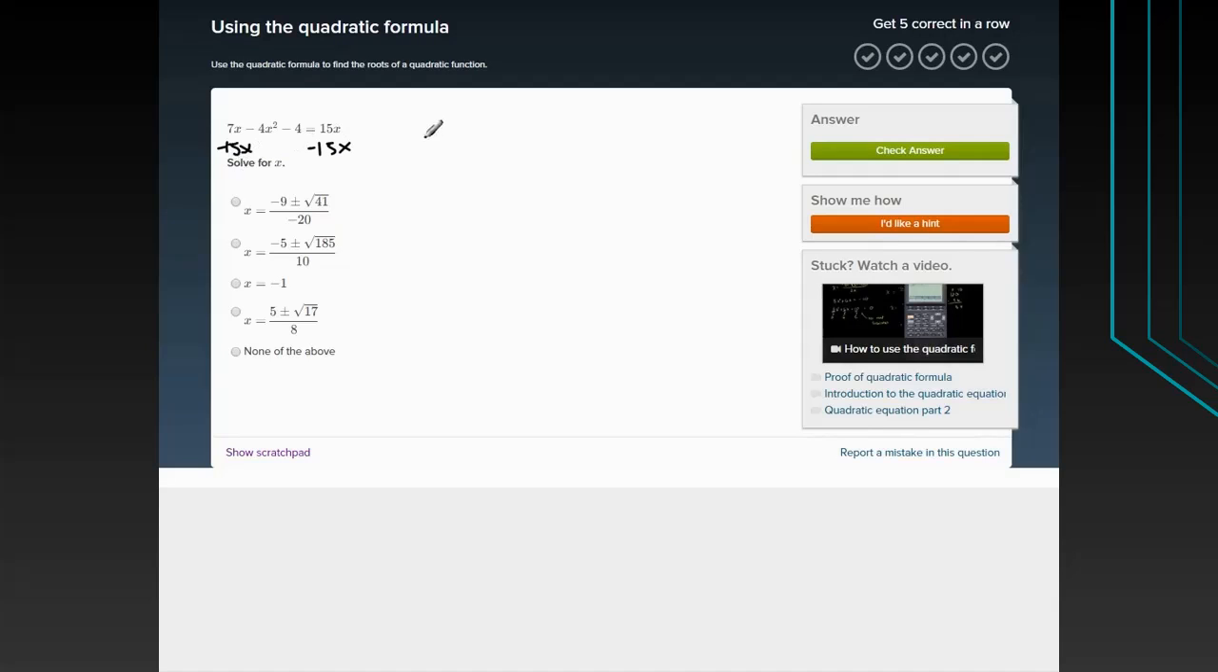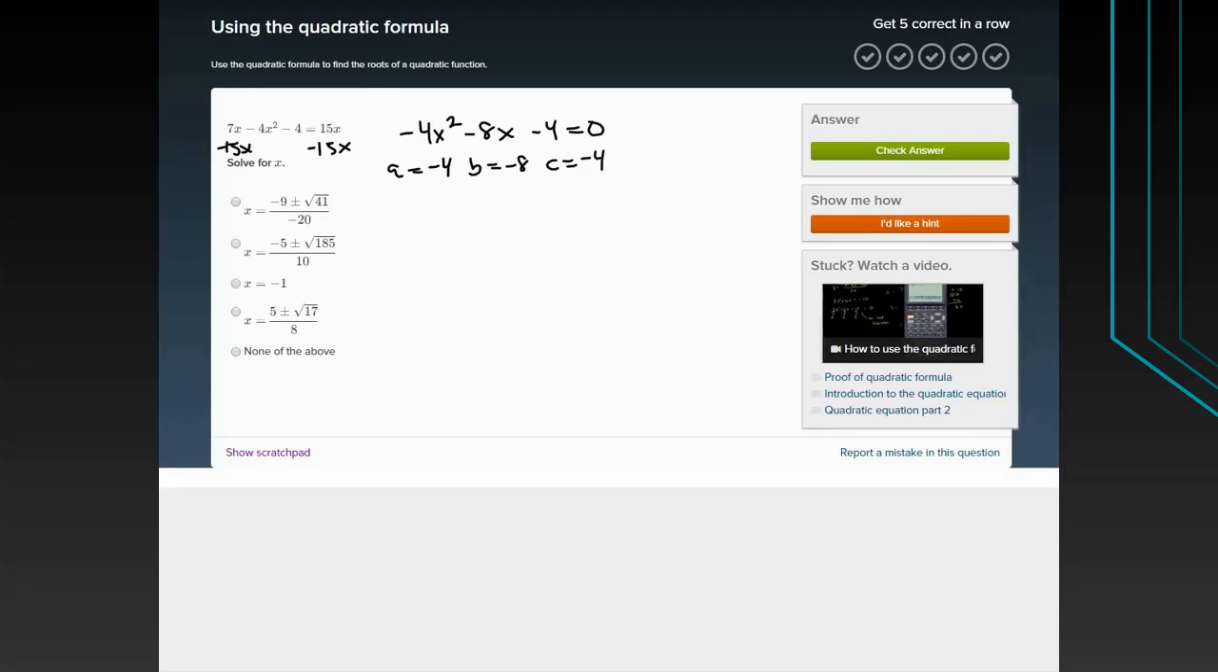Now, I'm also going to rewrite this problem so it's in perfect standard form, which means the x squared term needs to be first. So I'm going to have the negative 4x squared first. Then I'm going to have minus 8x, which is the 7x minus 15x, minus 4 equals 0. Now that it's in standard form, I can go through and do out the work. I need a, b, and c. So a is negative 4, b is negative 8, and c is negative 4.